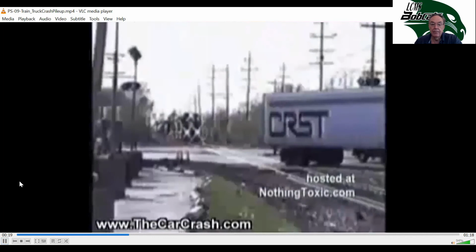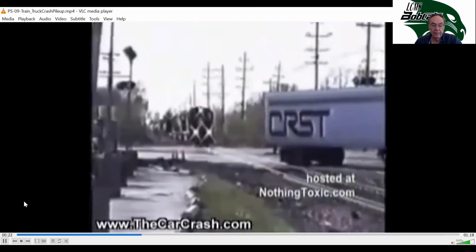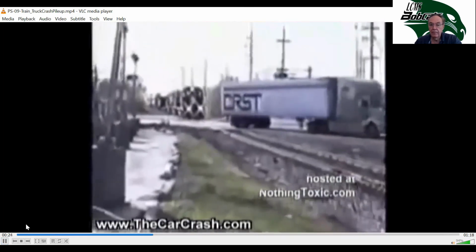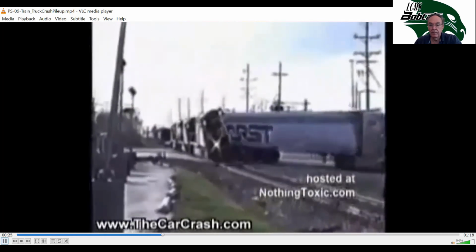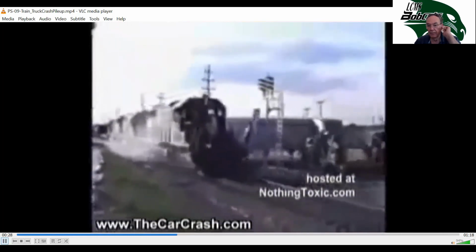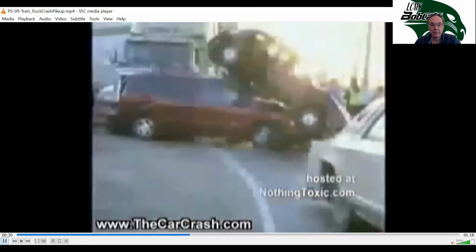But it's rush hour, and because of the line of cars ahead, he can't clear the tracks. And now this big rigger's in big trouble. The train smashes into the 18-wheeler, causing a domino effect.